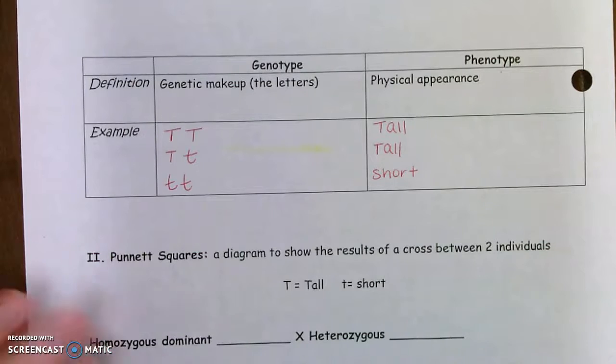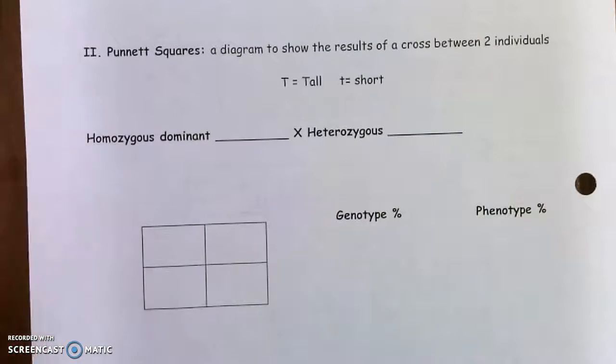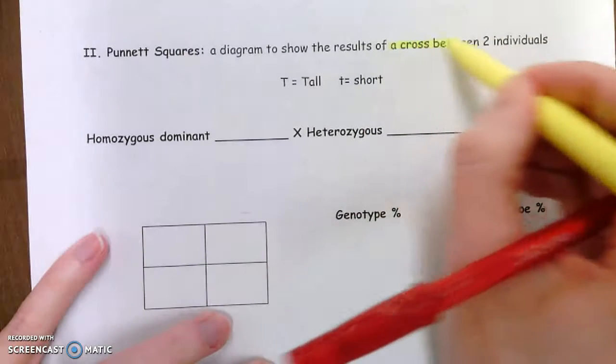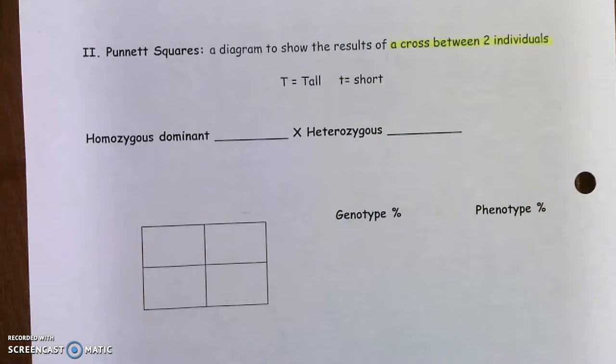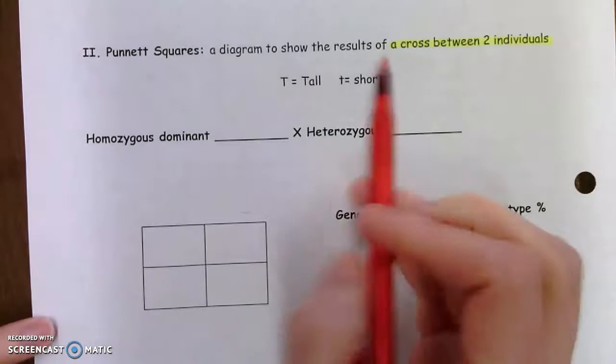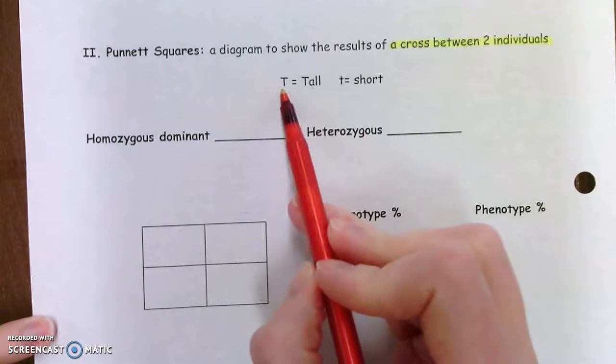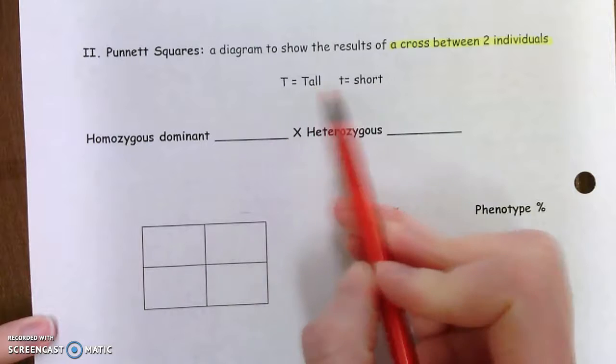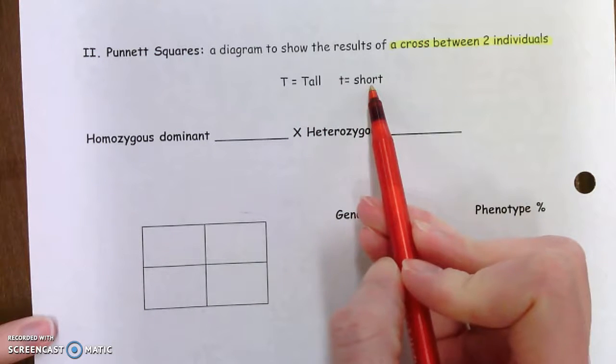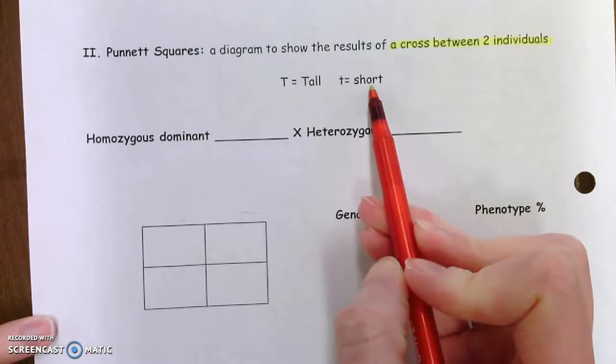Okay, so let's play around with some of these words and do a Punnett square. So a Punnett square is a diagram to show the results of a cross between 2 individuals. Now this could be humans, this could be plants, this could be all sorts of different animals. So we tell you right here that capital T, which you know is the dominant trait, is tall, and lowercase t represents the recessive trait, which is short.